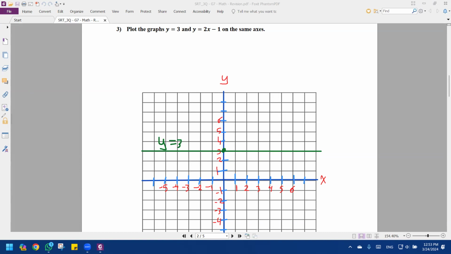Now I need to make the other line. This one, y equal to 2x minus 1. For that line, if I need to draw it, I need points. To get the points, I need a table. We know that each point has an x and y value, so I make a table like this. How many points do we need? 3 points will be enough.